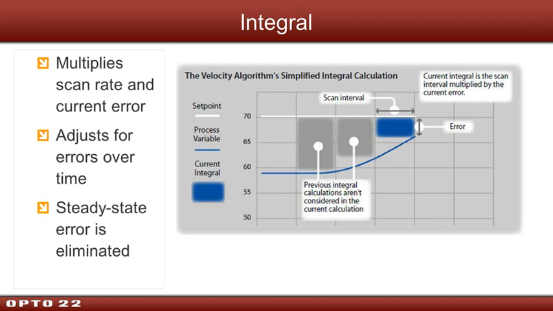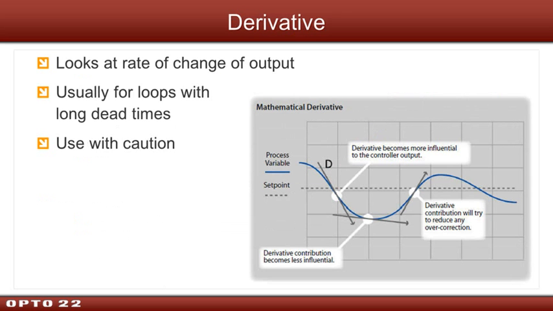So the integral is going to work with the proportional, and we're really going to start to see the PID function working together and giving us exactly what we need. The derivative then is looking for the rate of change on the output, and it's generally used more with loops with long dead loop times.